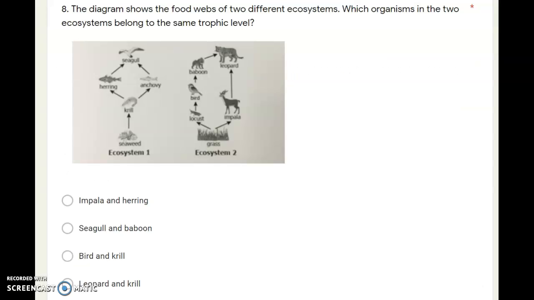Number 8. The diagram shows the food web of two different ecosystems. Which organisms in the two ecosystems belong to the same trophic level? Choice 1, impala and herring. Choice 2, seagull and baboon. Choice 3, bird and krill. Choice 4, leopard and krill.